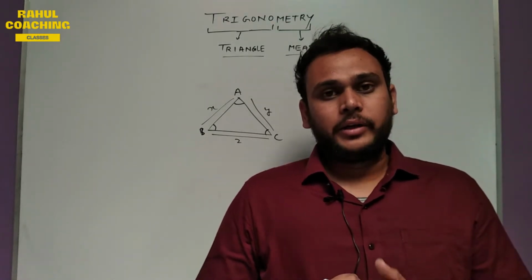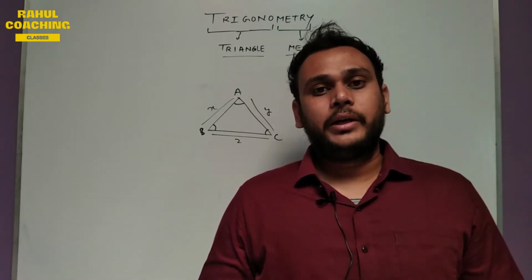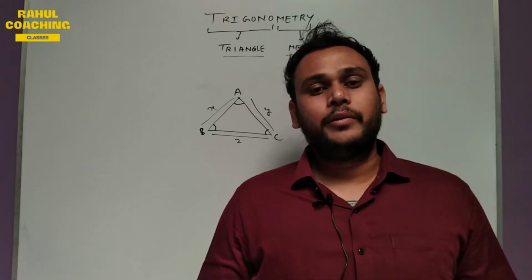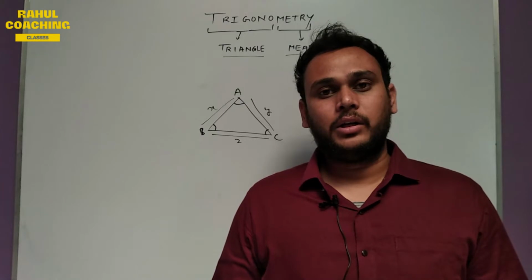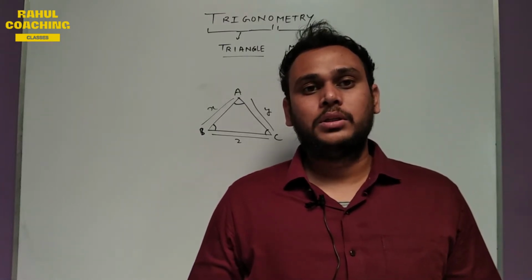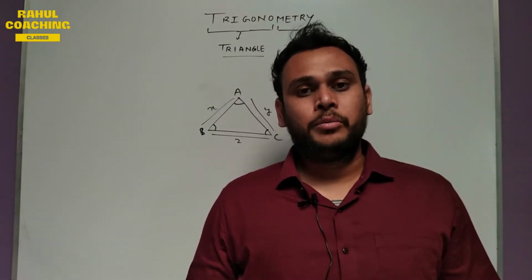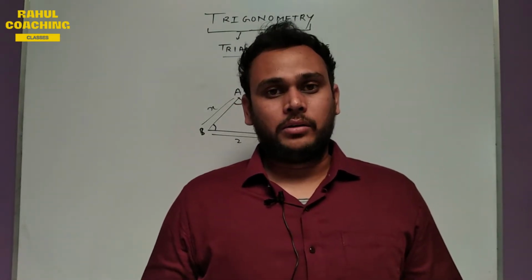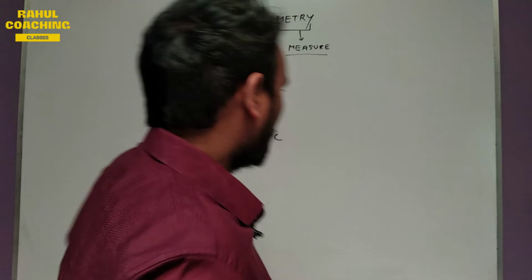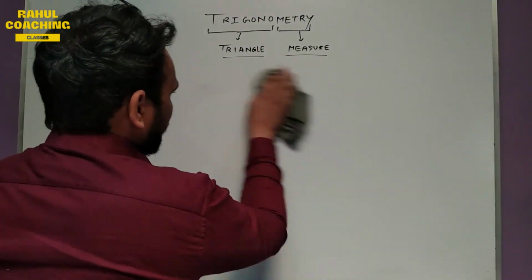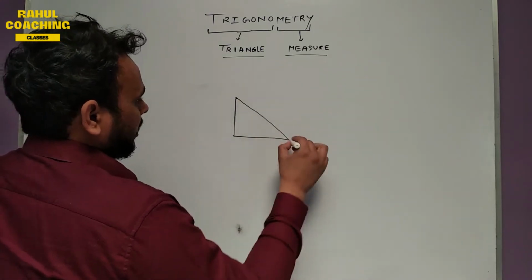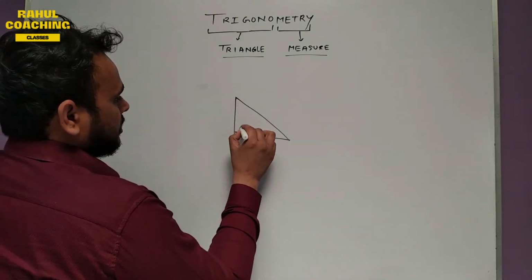In trigonometry, we can calculate the value of any angle of a triangle and we can also calculate the value of any side of any triangle. But luckily, in your course, you only have to study one type of triangle. That triangle is known as the right angle triangle. If we talk about a right angle triangle, one angle of our triangle is 90 degrees.